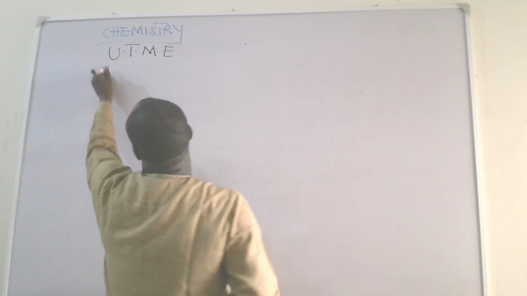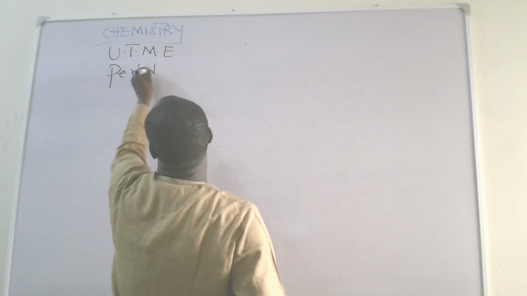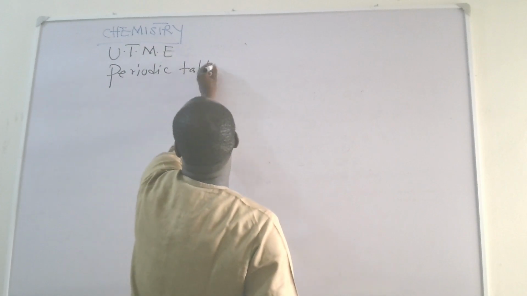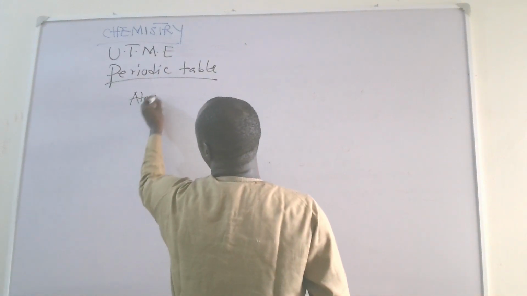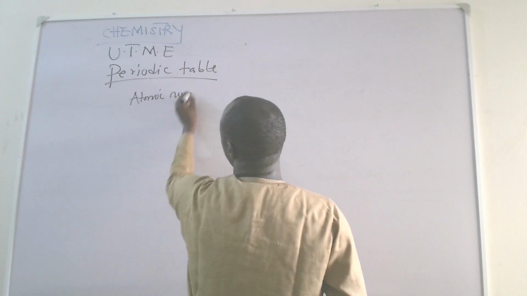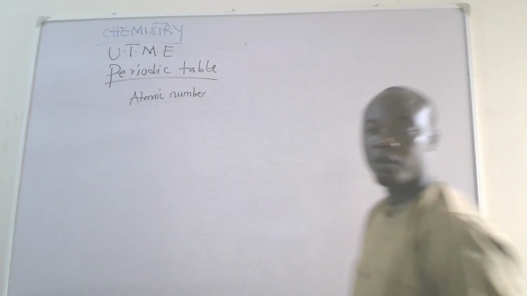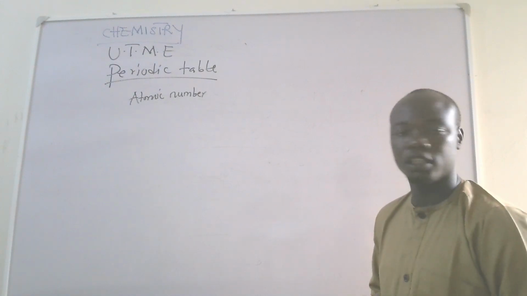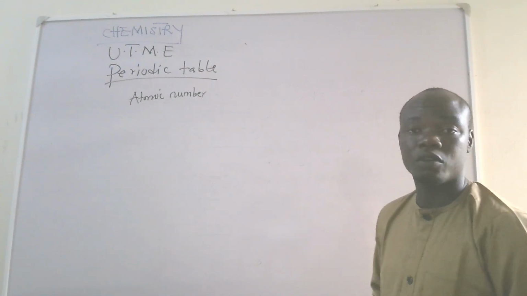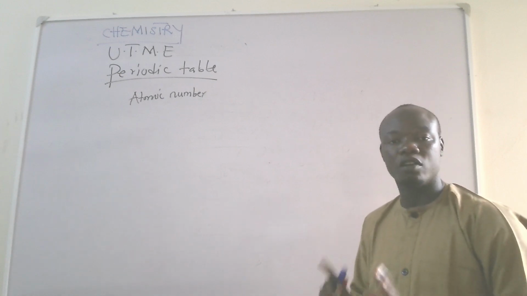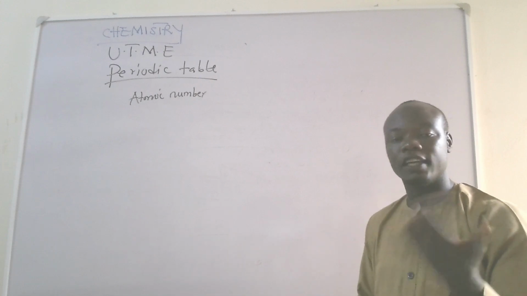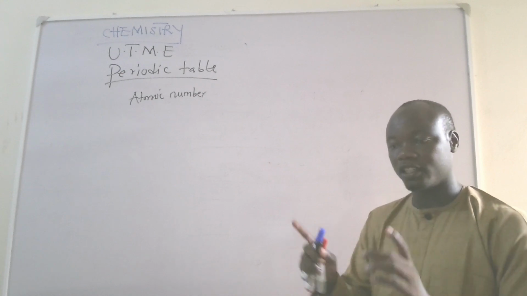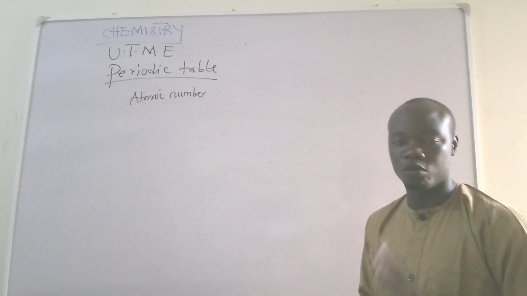So the key in defining the periodic table of the elements is atomic number. Based on the current definition, the periodic table is the arrangement of elements in order of increasing atomic number. So if you have an element and you want to place it in the periodic table, the first thing you need to look at is the atomic number of the element.